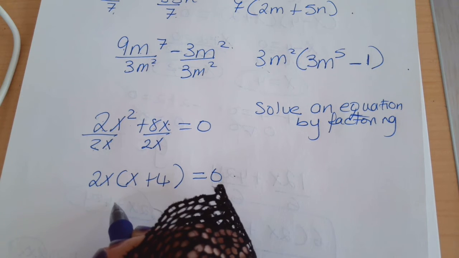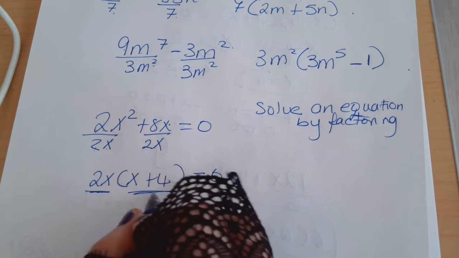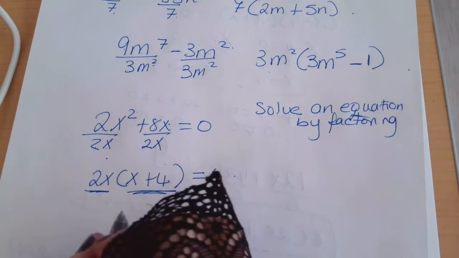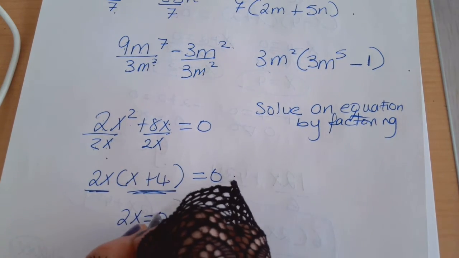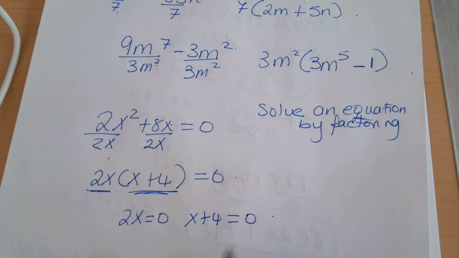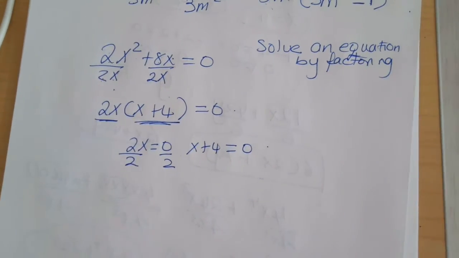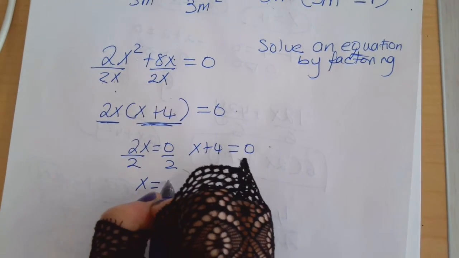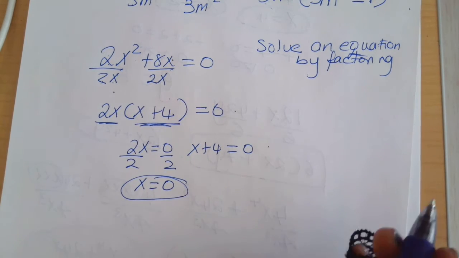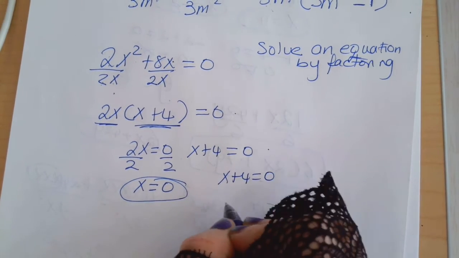So that's what we did at the beginning when they gave you the factors. So here's one, and here's the other. That's your A, that's your B. So 2x equals 0. X plus 4 equals 0. Divide by 2. Sorry, let me lift that up a bit. And one of the answers is 0. 0 is an answer. And the other answer is x plus 4 equals 0.